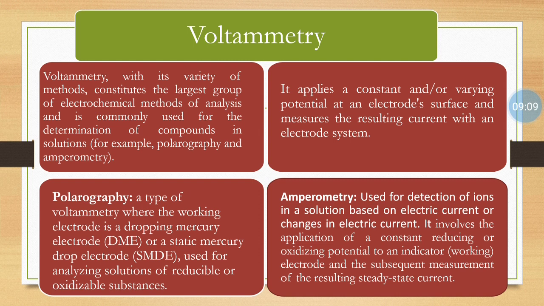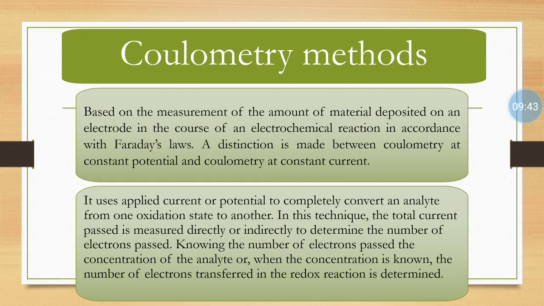The second technique used in voltammetry is amperometry, which is used for the detection of ions in a solution based on electric current or changes in electric current. It involves the application of a constant reducing or oxidizing potential to an indicator, which is generally considered as the working electrode, and the subsequent measurement of the resulting steady state current.